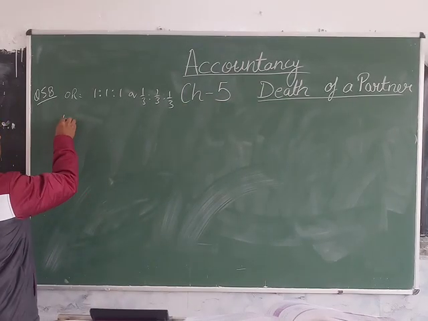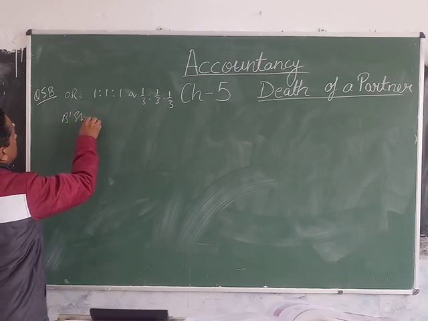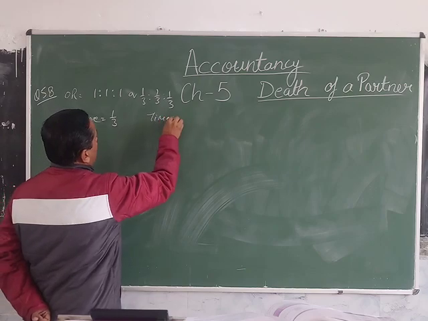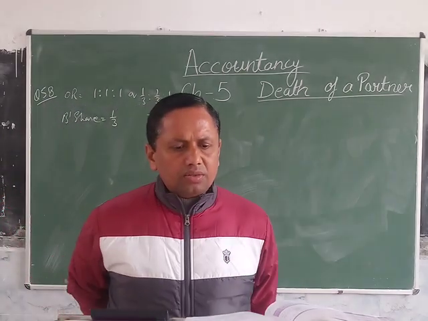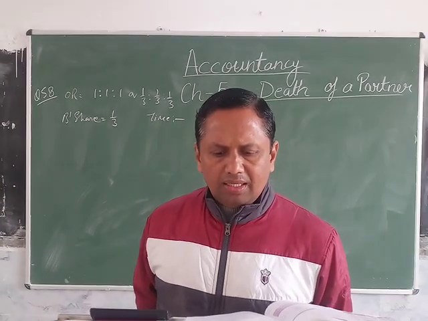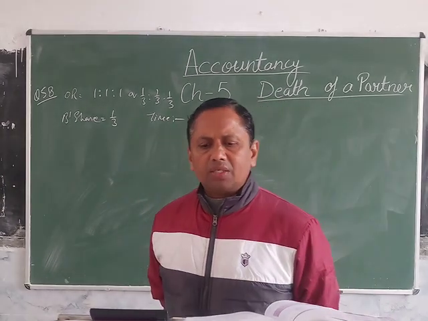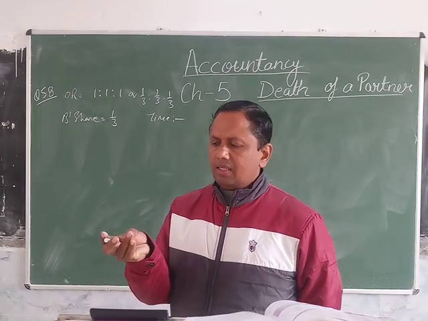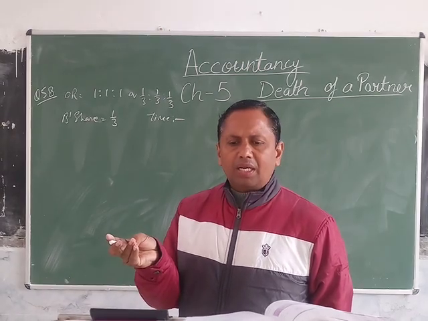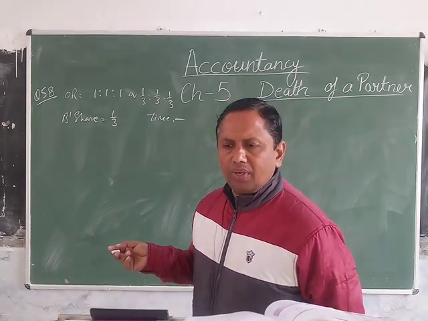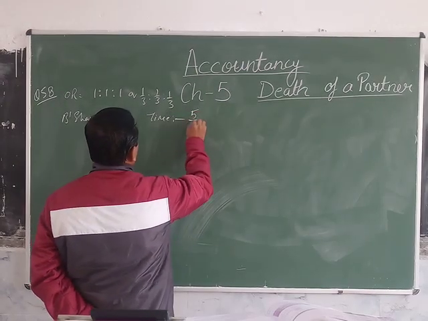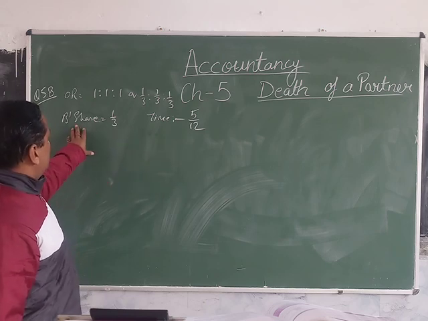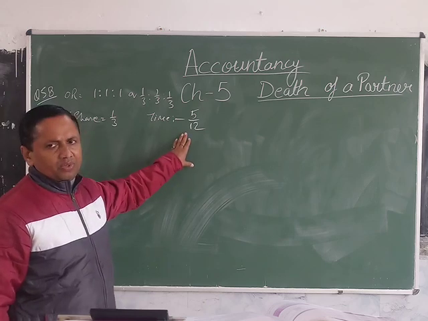So B's share is equal to 1/3, and then the time up to the date of death. B died on 31st March and the last balance sheet was prepared on 31st March. So after 31st March, April, May, June, July, August, the time up to the date of death is 5/12. So the share is 1/3 and the time is 5/12.